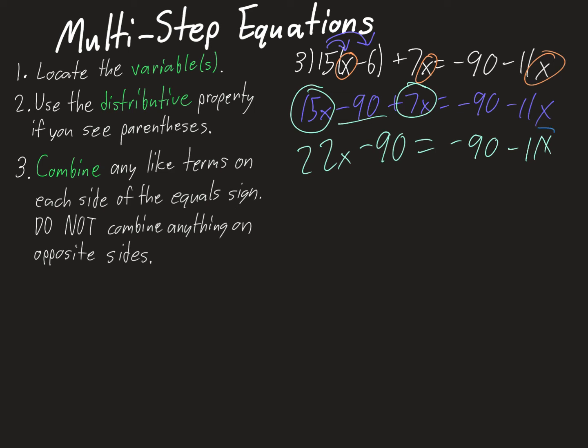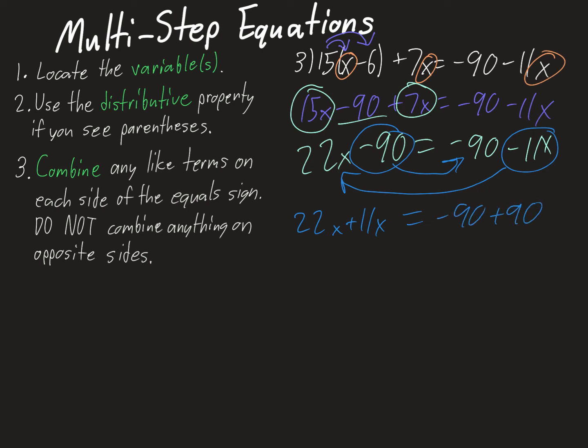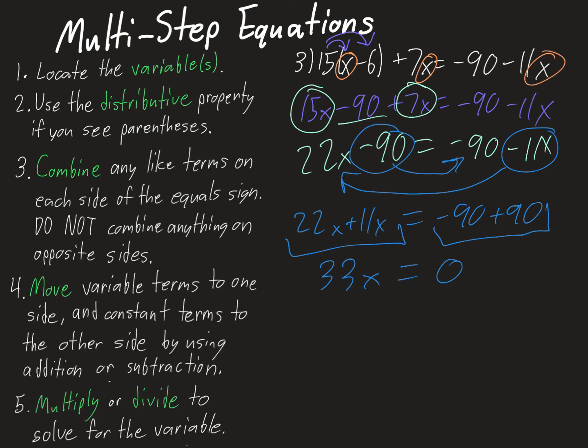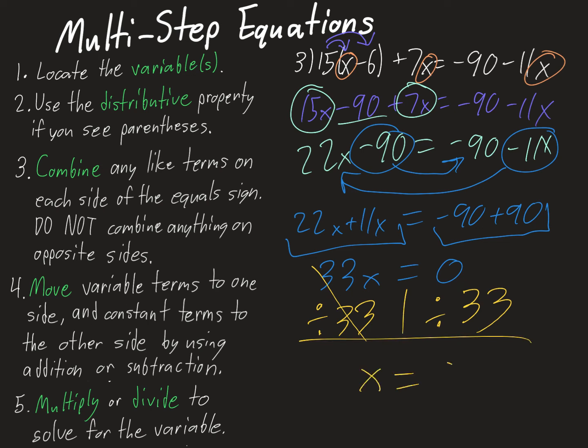Now, we will move all of our variables to one side, in this case the left, and our constants to the other, in this case the right. Don't forget when we move them to change the sign. So we have 22x plus 11x is equal to negative 90 plus 90. Once we combine these like terms, we have a 33x is equal to 0. Finally, we will divide both sides by 33 to get x by itself. Once we do this, we have x equals 0.